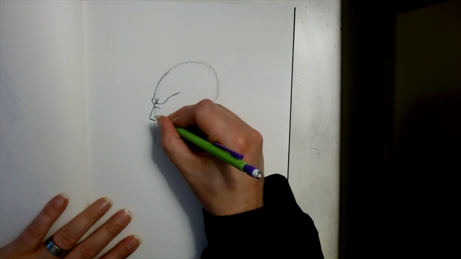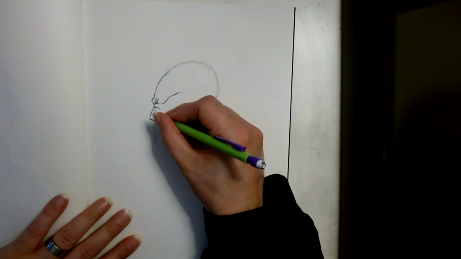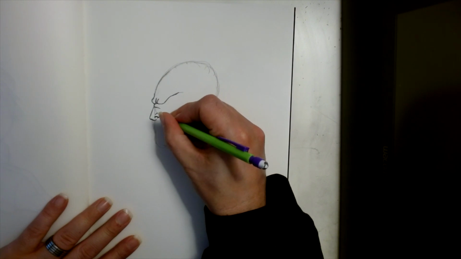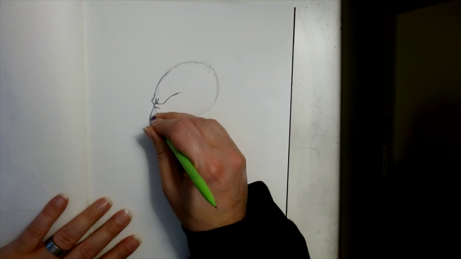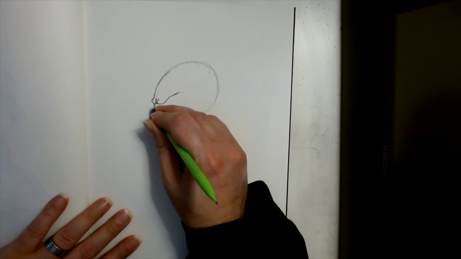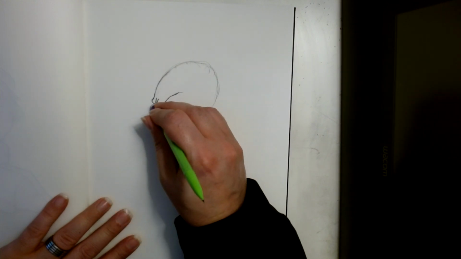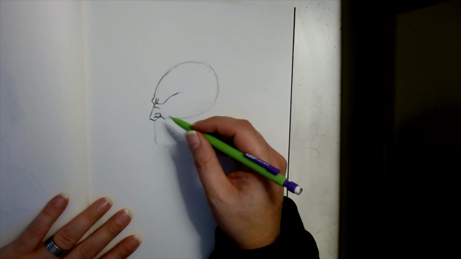A line right here. And kind of build up what I want the nose and the nostril to look like. Okay, so now I have that part of the face done.